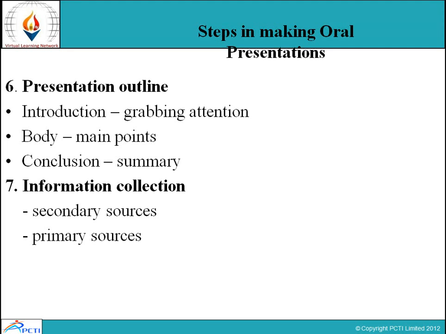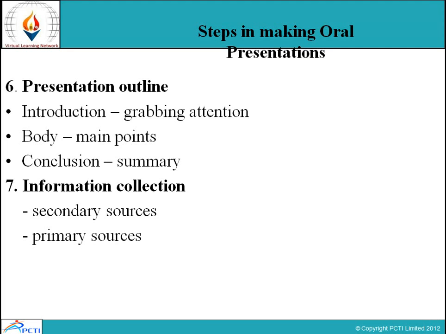Next is information collection. Now, in our presentation, we always collect our information from some sources. There are two sources where we can collect our information. First is secondary source, and the second is primary sources. Whenever we analyze anything, write on something or research on something, we go with two types of information collection.